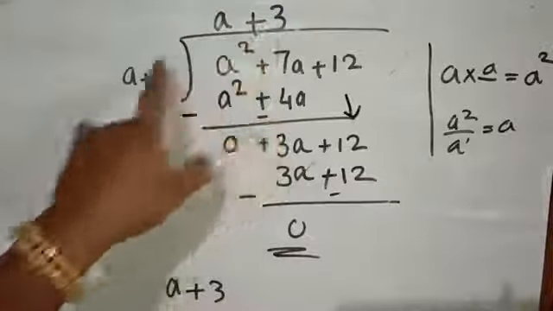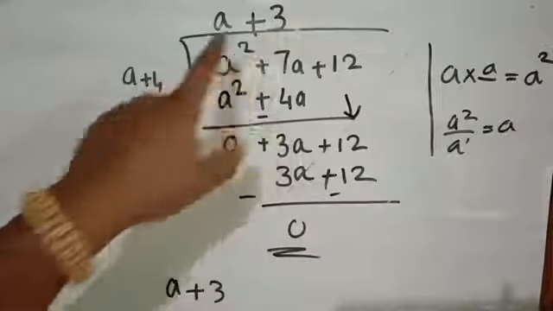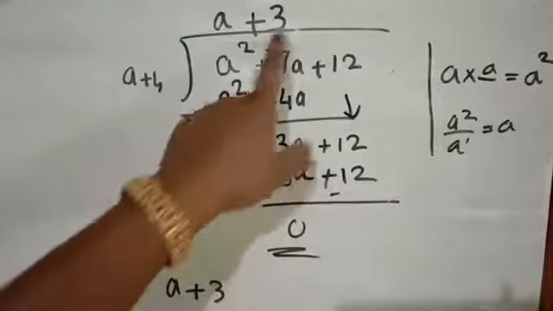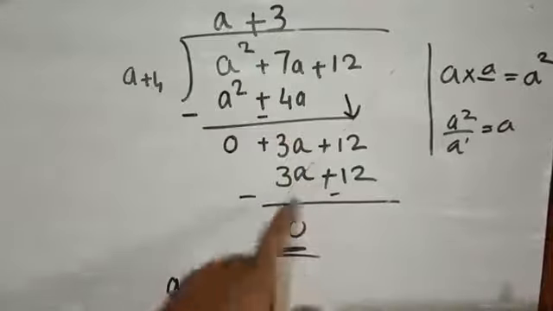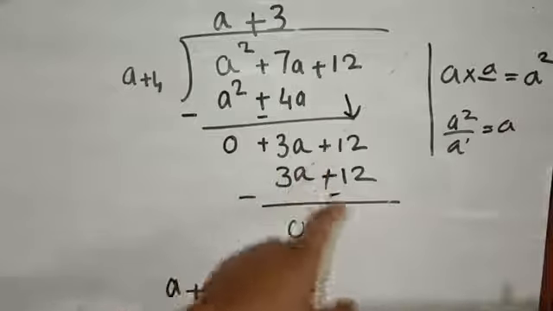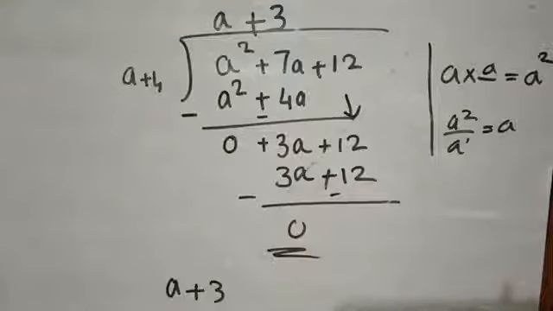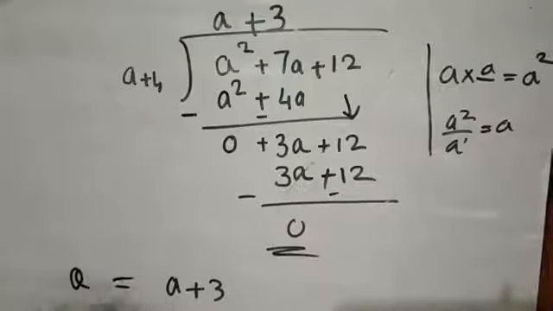Now a into what is 3a? a into 3 is 3a, so here the sign is plus. 3 into a is 3a, then 3 fours are 12. Now subtract. 3a minus 3a is 0, 12 minus 12 is 0. So the answer is a plus 3. Quotient Q is equal to a plus 3.